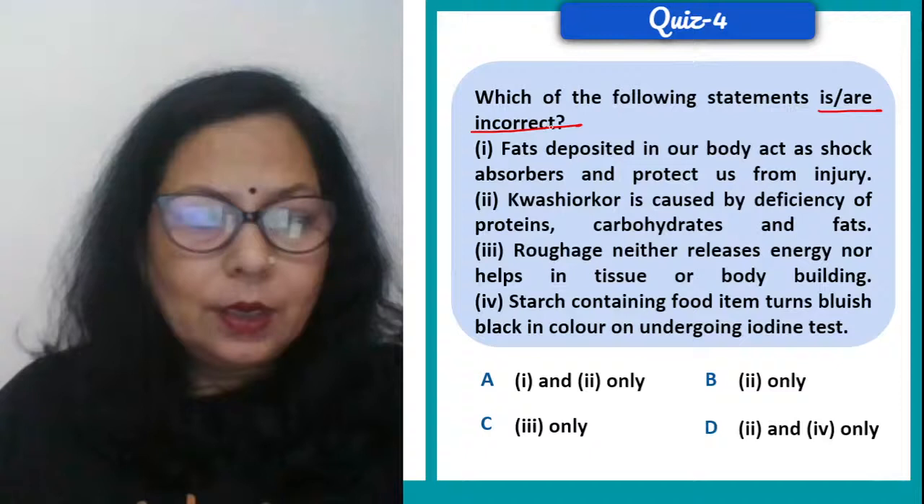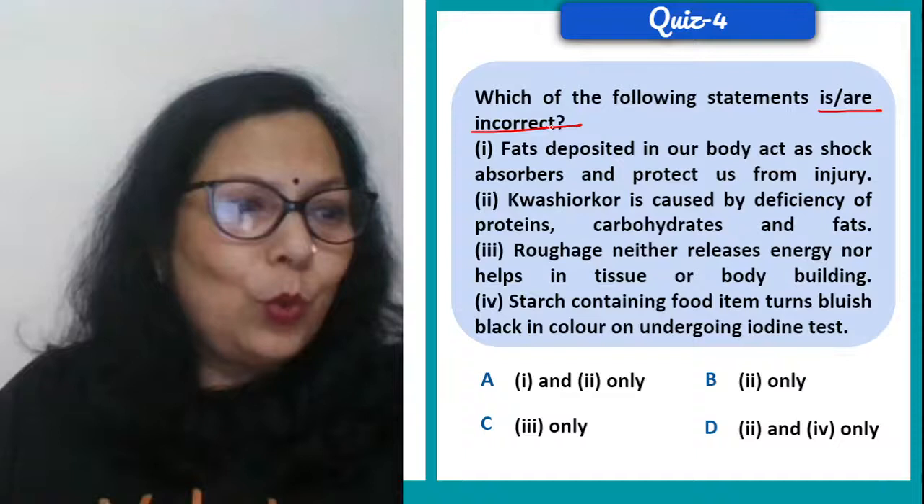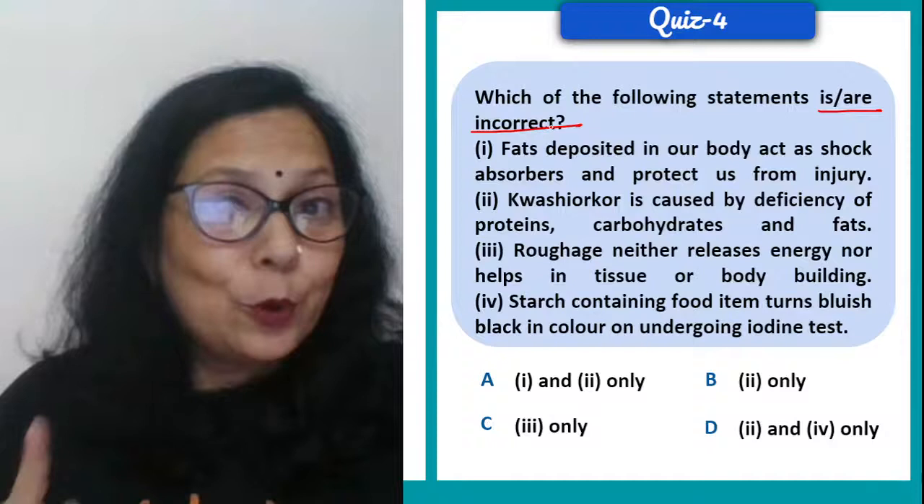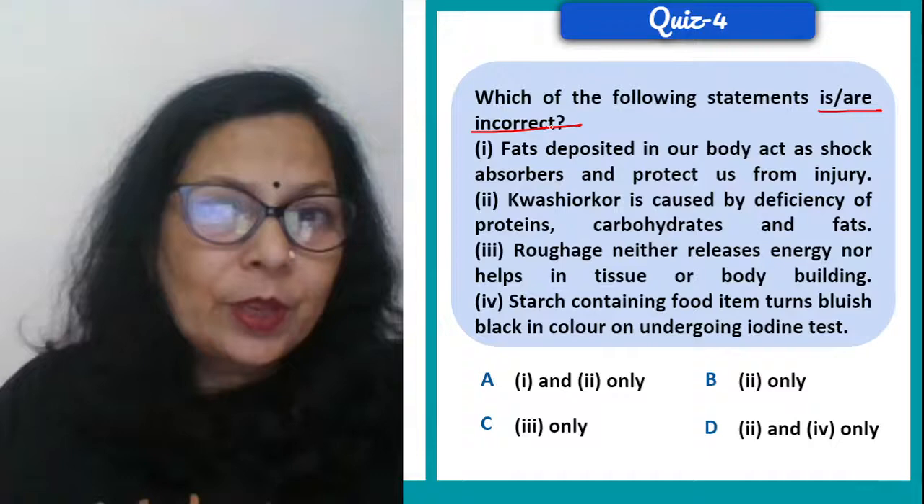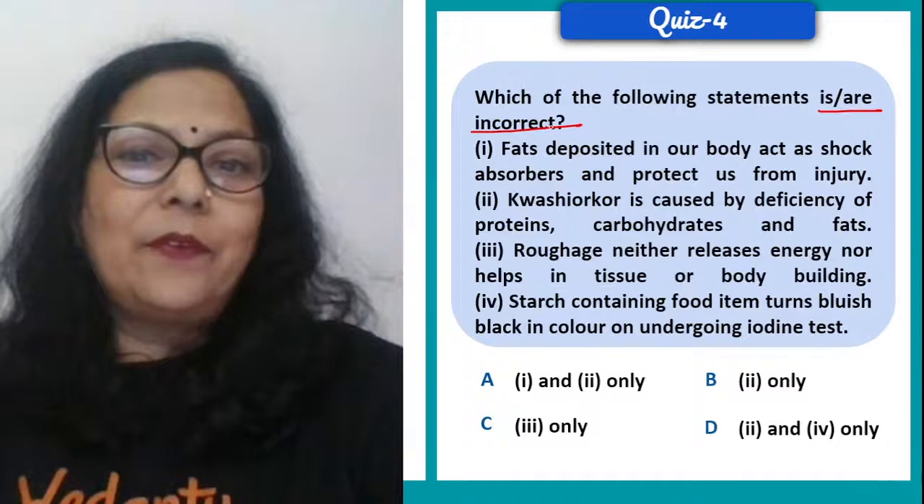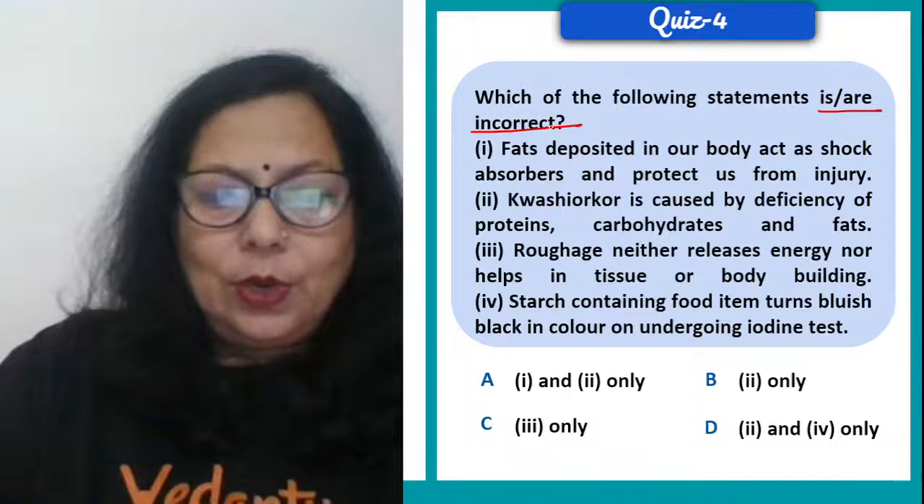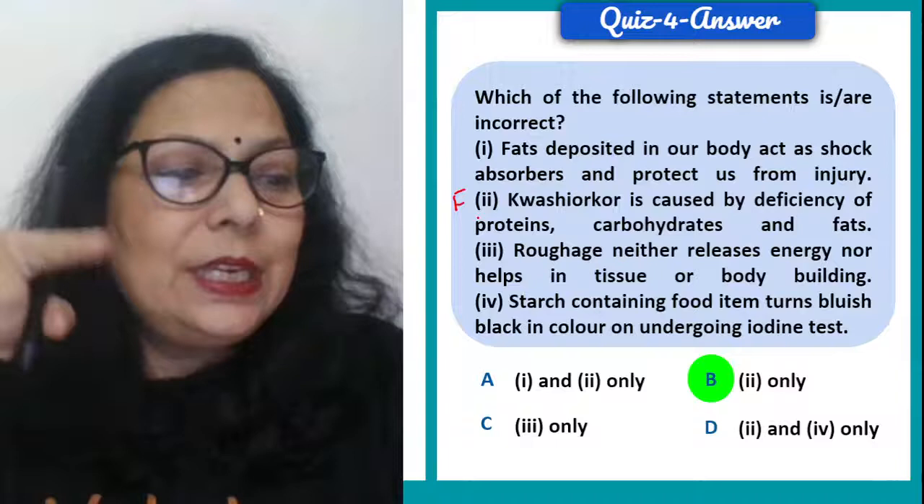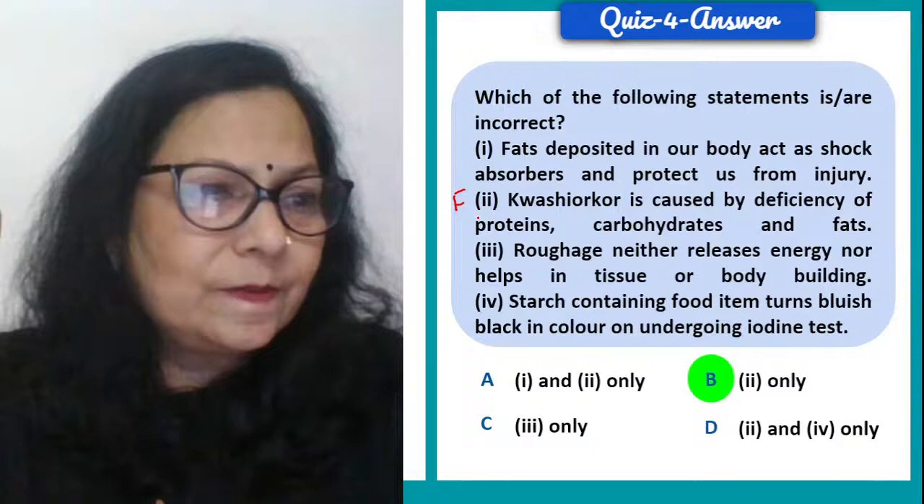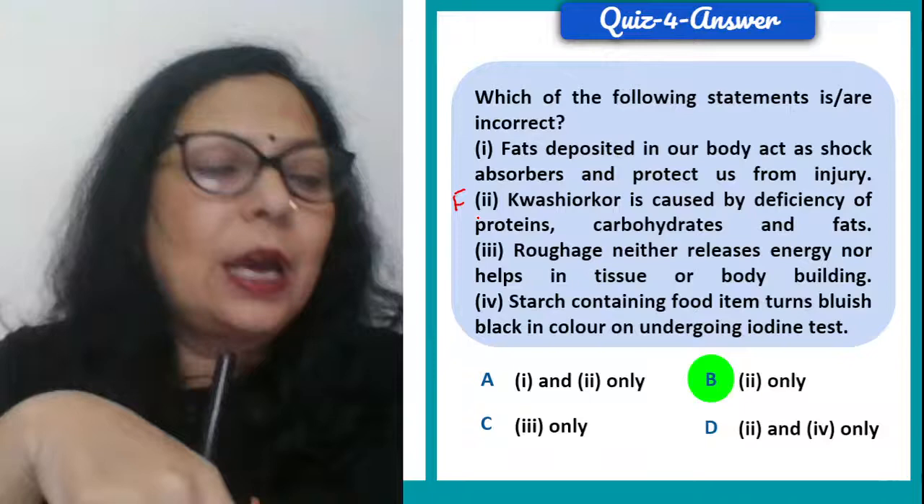Yes, Saptarshi is saying, why Saptarshi? Can you give me the reason? You have to remember the deficiency diseases. You are right, but can you give me the reason? If the second is the answer, which disease is caused by the deficiency of protein, carbohydrate and fat? If B is false, you are saying B is the answer. It's right. This is false. Then which disease is caused by deficiency of protein, carbohydrate and fat? Who can tell me? Quickly, quickly.